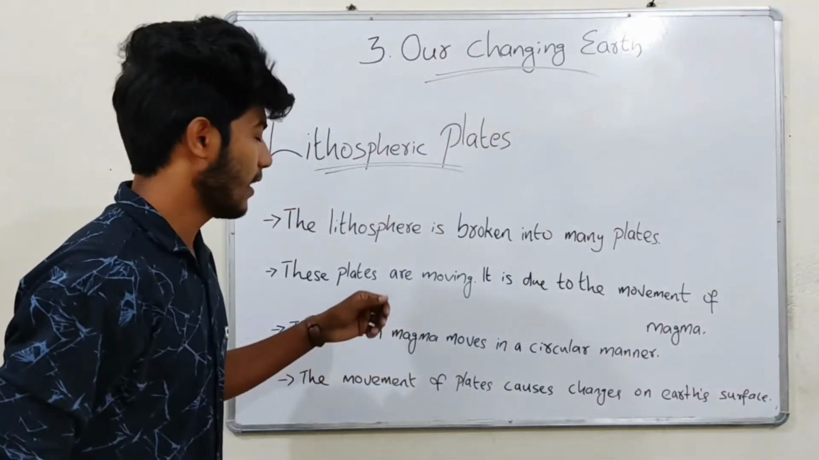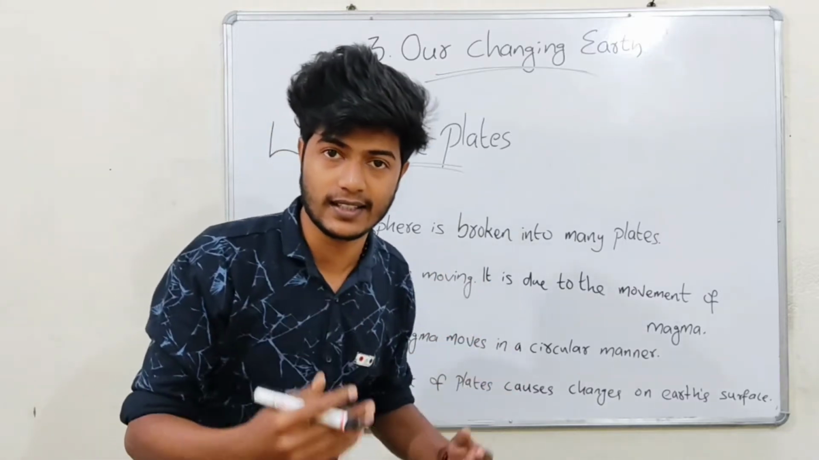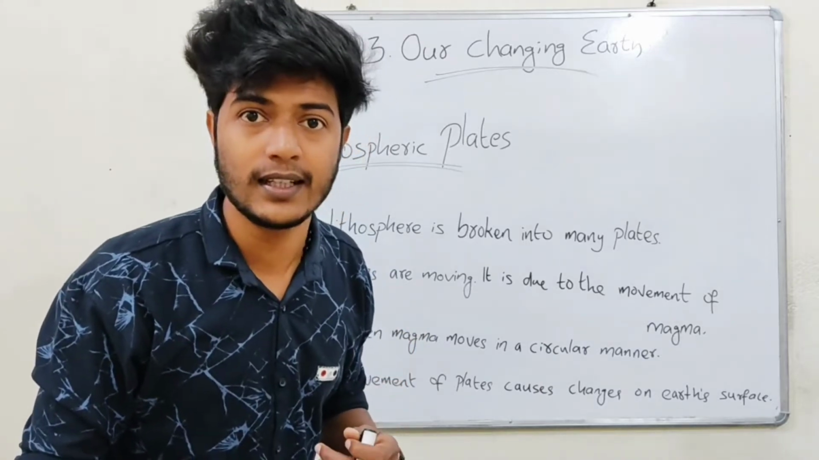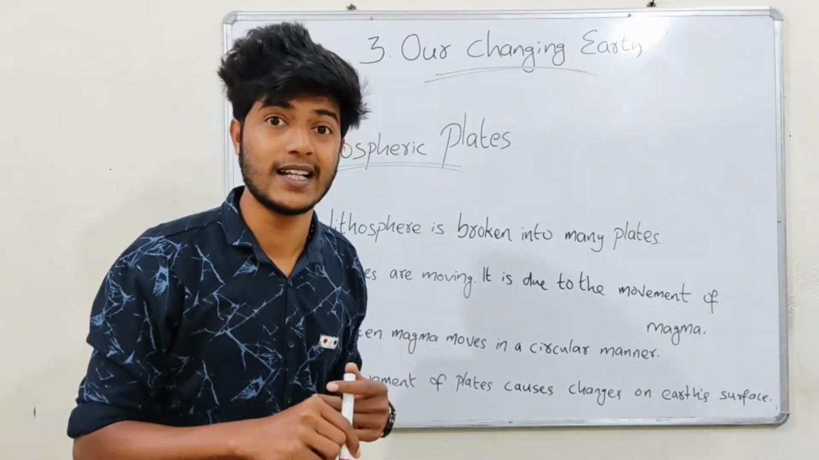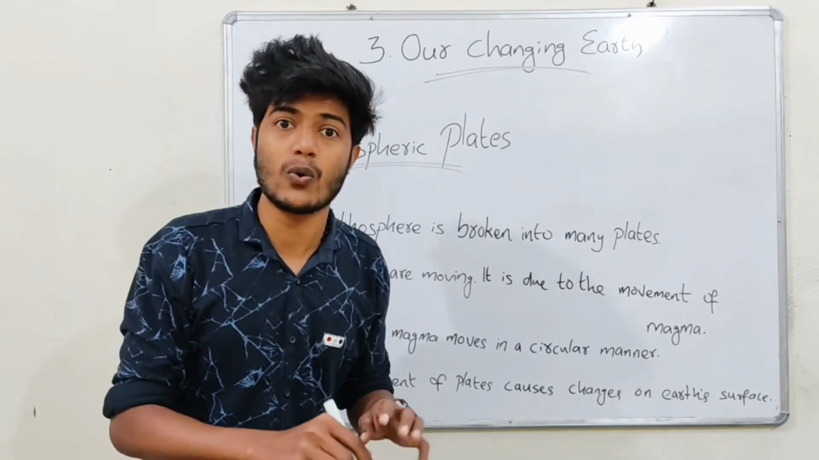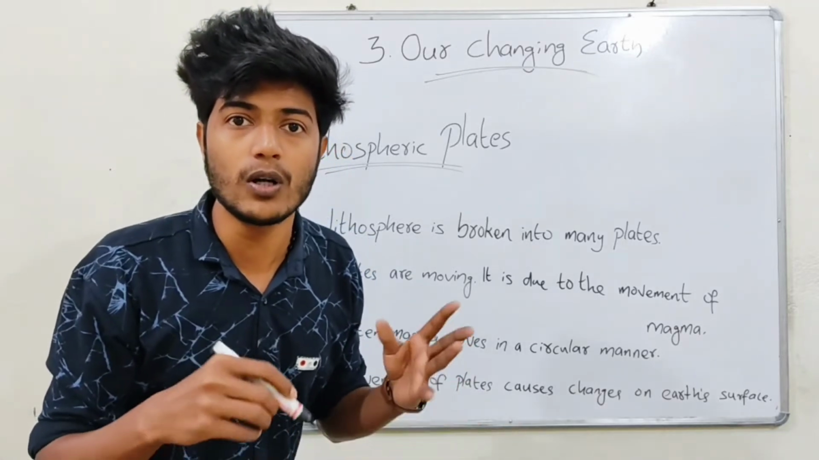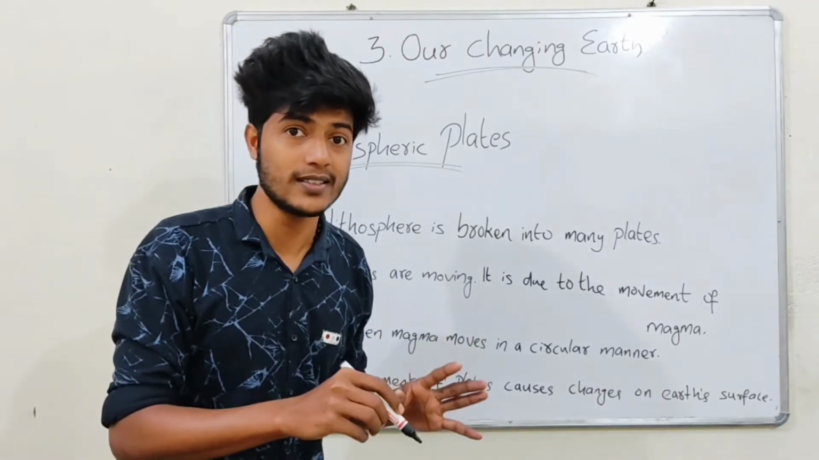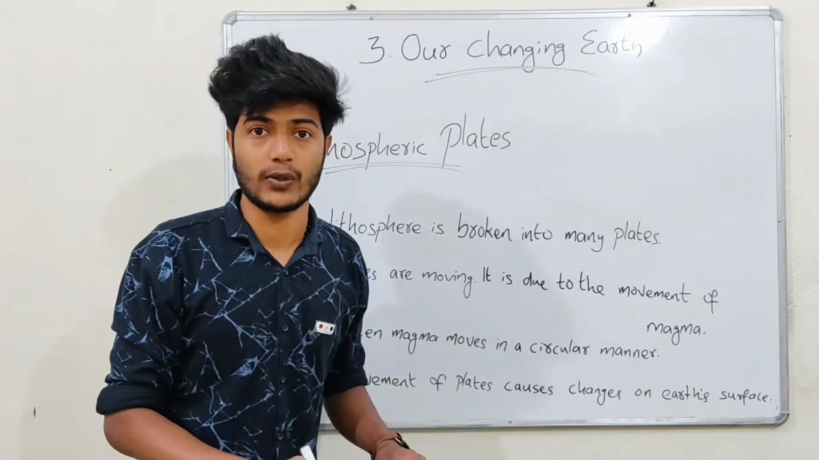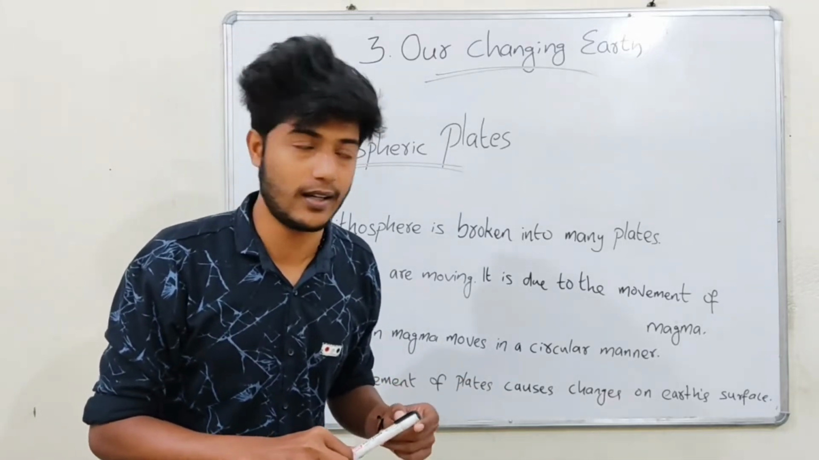So I said lithospheric plates are moving away from one another. What is the reason? The reason for the movement of the lithospheric plates is the molten magma. I said in the last class that inside the earth the rocks are molten, and the molten rocks are called molten magma. Molten magma means liquid rocks.